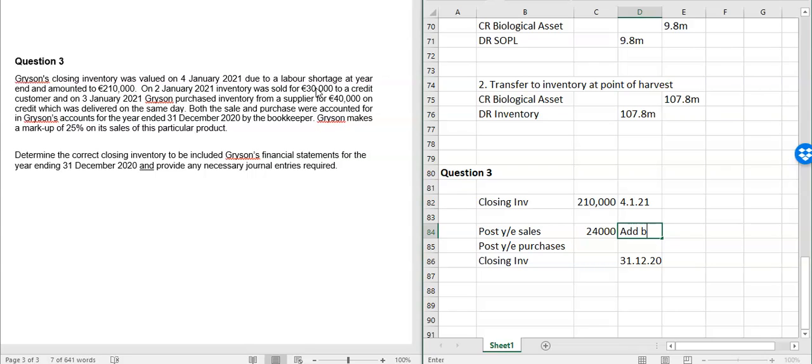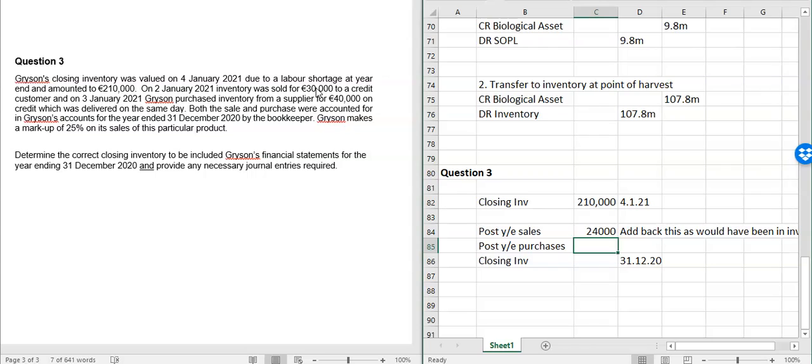So you add this back as it would have been in inventory at 31st of December 2020. And you don't add back the 30,000, you only add back the 24,000, because we measure inventory at the lower of cost and NRV. The cost here is the 24,000.